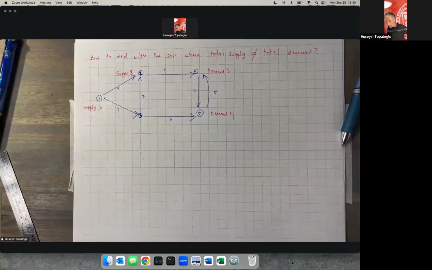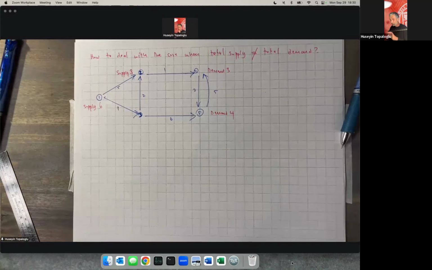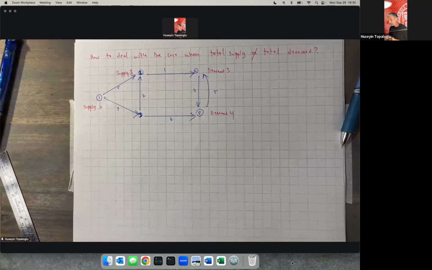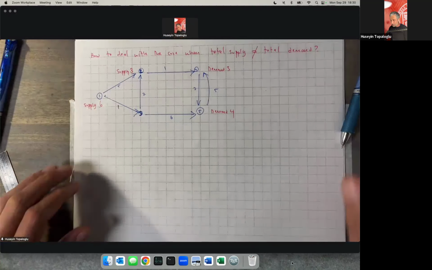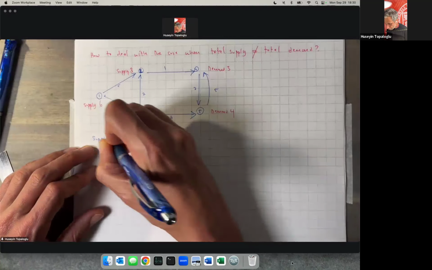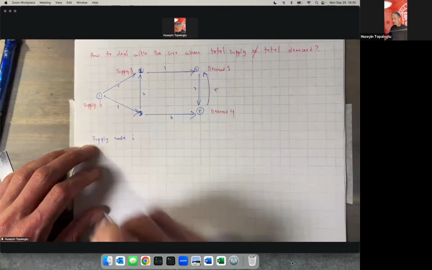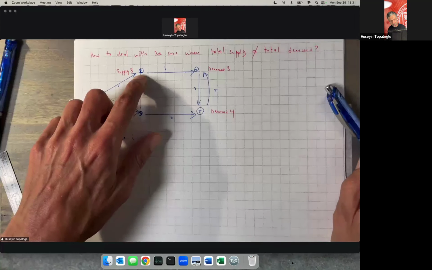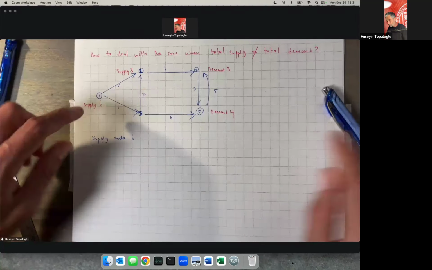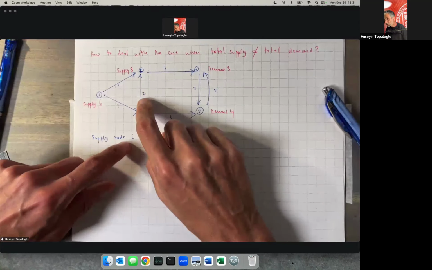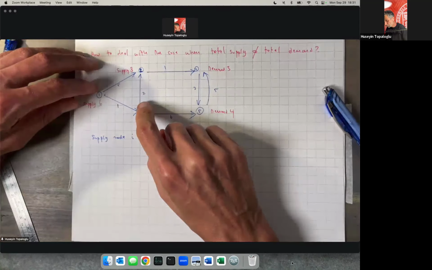Good. So now let's try to think about what kind of a constraint we need to write when the total supply is greater than the total demand. Okay. Here's how we're going to write. Let's focus on a supply node I. For a supply node, we need to write a constraint that says the following. Total inflow into node I.